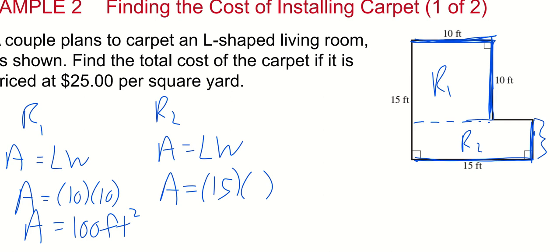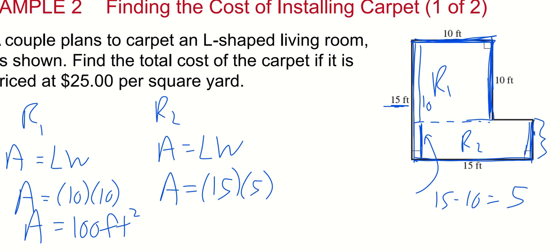For example, we know that this whole vertical distance from here to here is 15. We also know that it's 10 from here to here. So this remaining length should be 15 minus 10, which is going to be 5. So this width is going to be 5 feet. And so we get 15 times 5, which would give us 75 square feet.